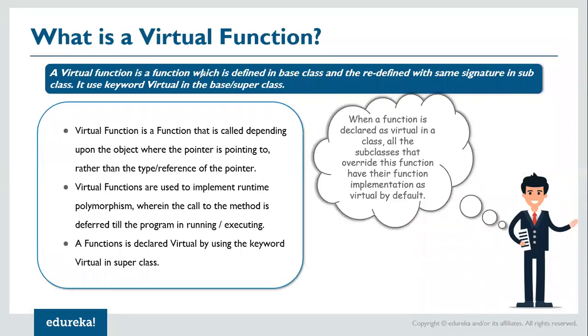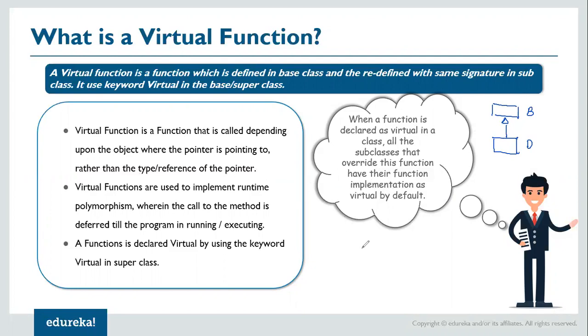So virtual function is a function which is defined in base class and then redefined with same signature in the subclass. It uses keyword virtual in the base or a superclass. So let's say I have a class here which is a base class, and I have one more class here which is a derived class, and D is inheriting the base class B, right? Now virtual function is a function that is called depending upon the object where the pointer is pointing to rather than the type or reference to the pointer.